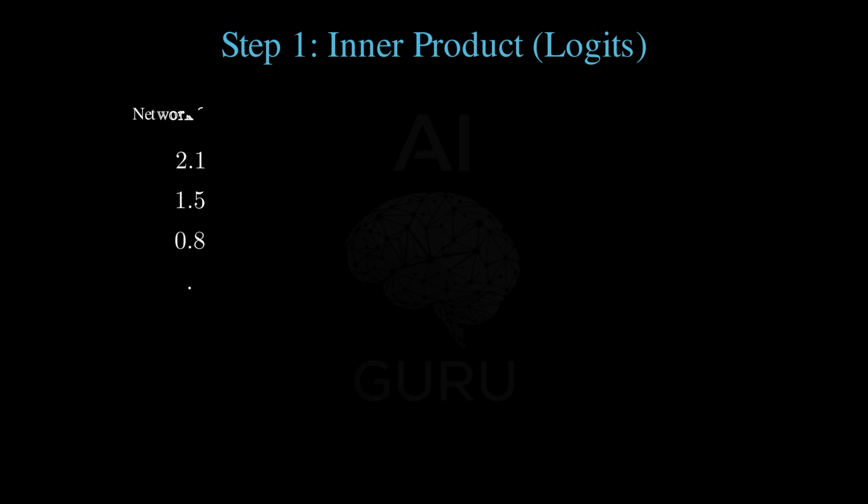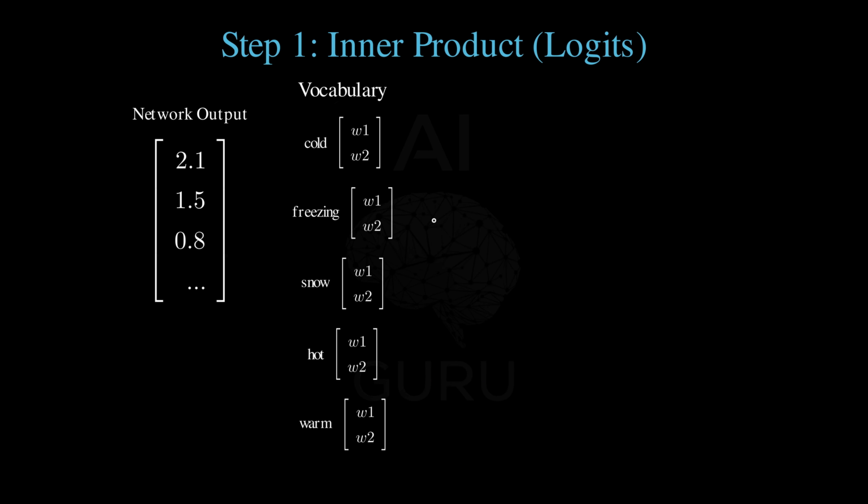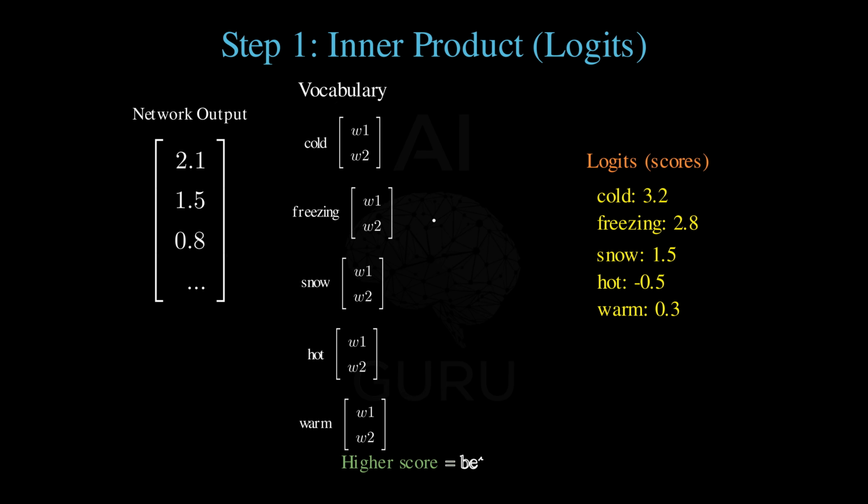First, the system calculates the inner product of the network's final output and the vector representation of every possible word in the vocabulary. This gives us a raw score, or logit, for each potential word. A higher logit means the network thinks that word is a better fit.